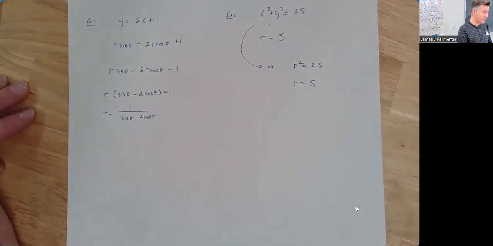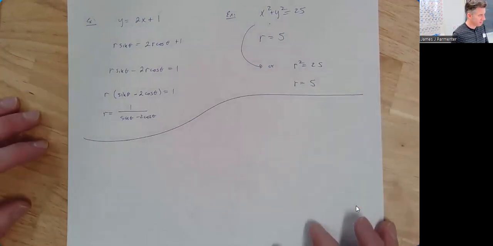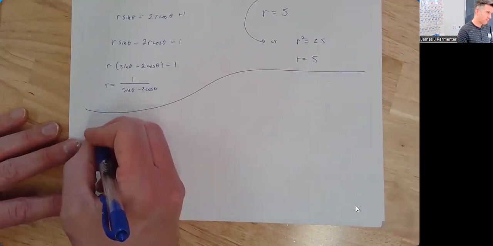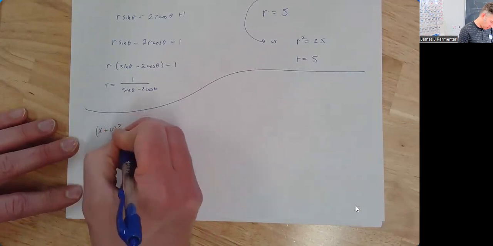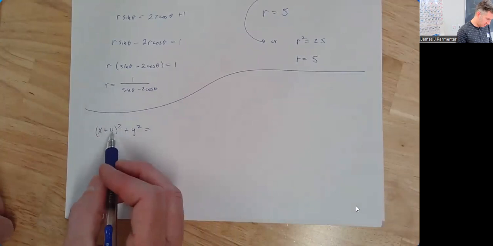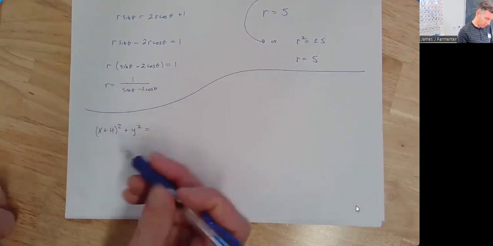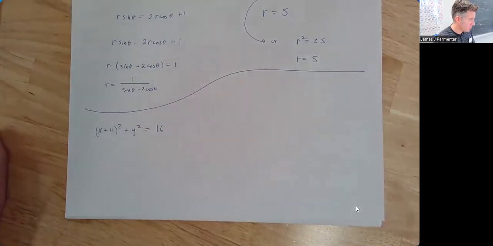Okay, let's look at a little bit more interesting question. What if we had another circle? Let's do x plus 4 squared plus y squared equal to 16. I have to be careful here. The radius is 4. Here's another circle, but it's not centered at the origin, so I can't say the radius is 5 or 4.